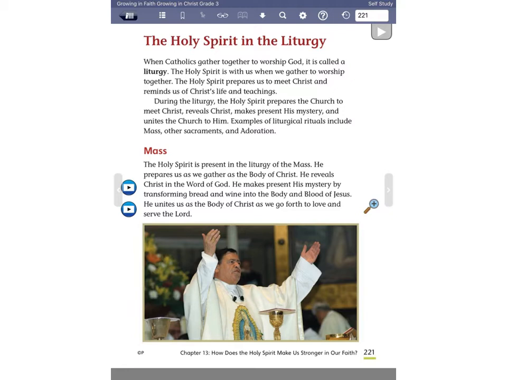He reveals Christ in the Word of God. He makes present his mystery by transforming bread and wine into the body and blood of Jesus. He unites us as the body of Christ as we go forth to love and serve the Lord.